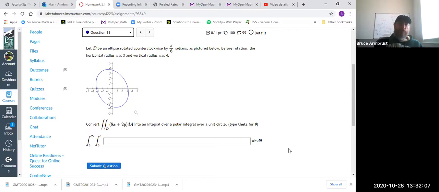So let's do a similar thing in terms of setting up this integral. All right. Let me write down the pertinent information here again. So we had 3 and 4, and we're going pi over 6 counterclockwise.